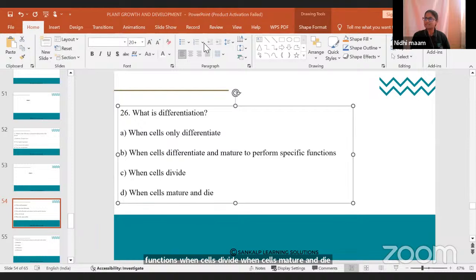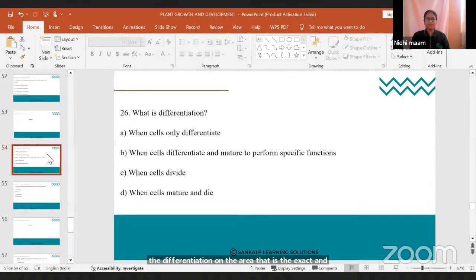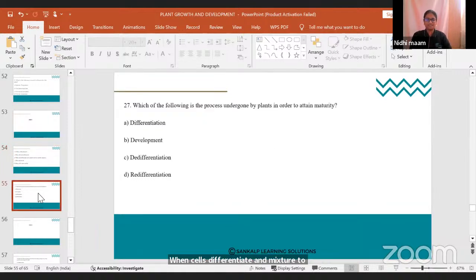Navyashri, Impana answered it. Sangamesh Nellur is active on YouTube. Bhima Bai Ambedkar is active. Shweta, Bhavna, Varun Raj, Siddhan Gowda, Sharat, Jyoti, Madan. Okay. So the exact and right answer for this question is option B. When cells differentiate and mature to perform specific function. Option B is the right answer.